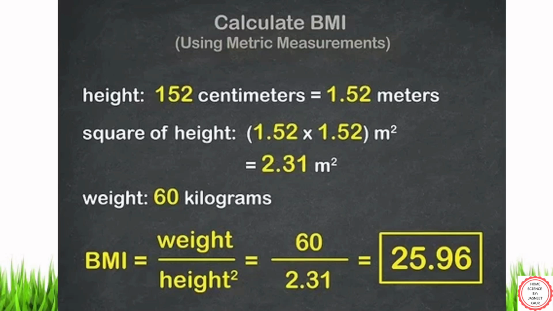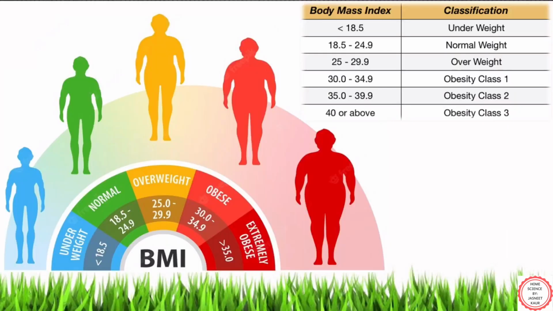Okay. Now come back to the formula. Weight upon height in meter square. It would be 60 divided by 2.31, which is equal to 25.96. Okay, so we will say the BMI of the person is 25.96. Now we will see in which category the person will fall.